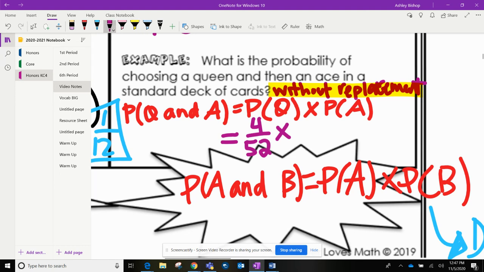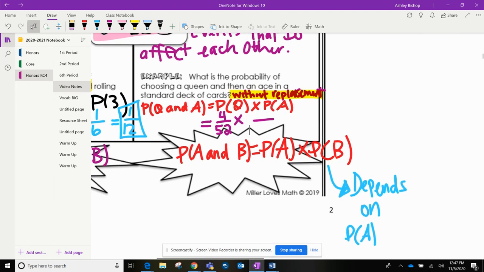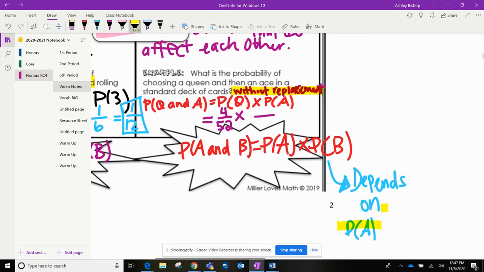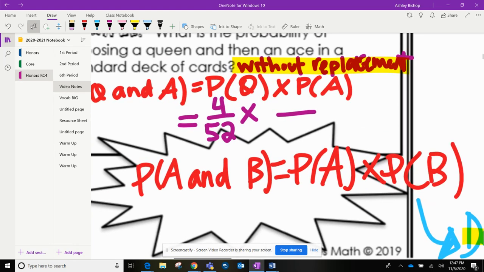So when it comes to the probability that I pick an ace, that completely depends on what happened in my probability of A. Okay, I didn't put that card back into the pile, so now there's only 51 cards left. And of those 51 cards, how many of those are aces? Well, my card in my pocket is a queen, so there's still 4 aces left. And then I'm going to do this math.